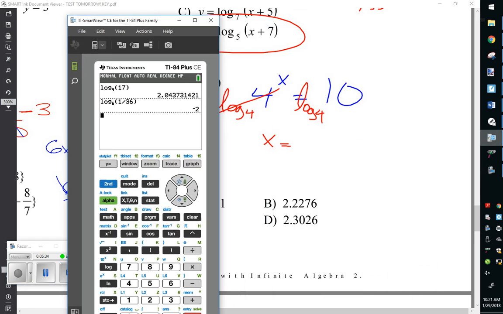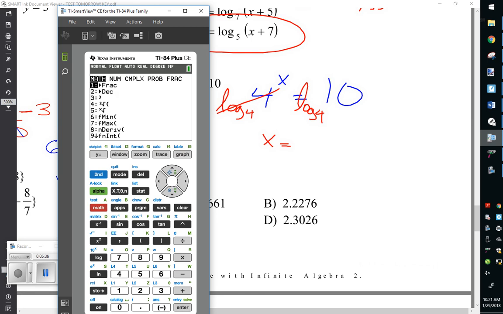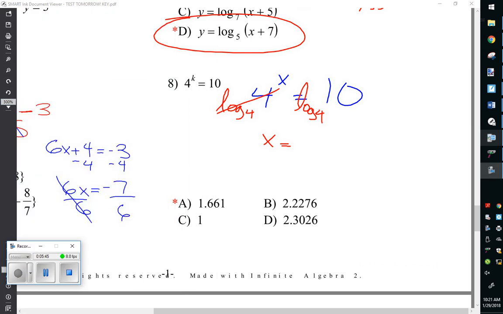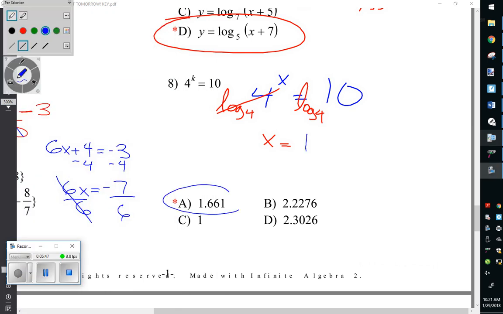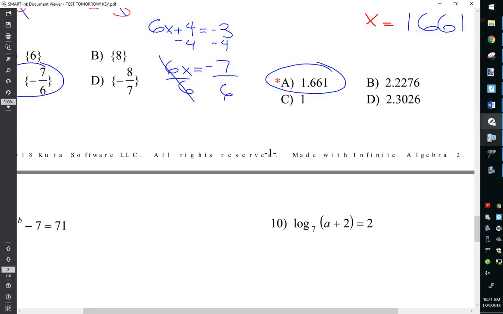So the best way to do that is just type that in, math button. Scroll up to log base 4 of 10, hit enter, 1.660. When we round it, it's 1.661. Just a matter of getting rid of that. We couldn't rewrite them with the same base because 4 and 10, you can't rewrite with the same base.